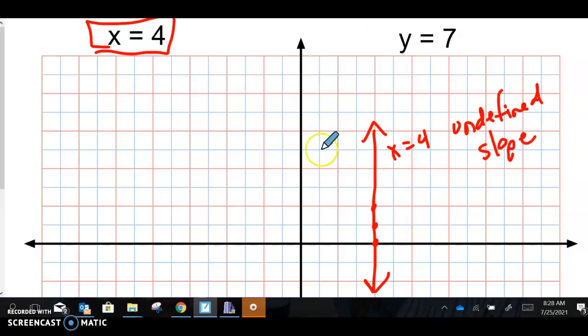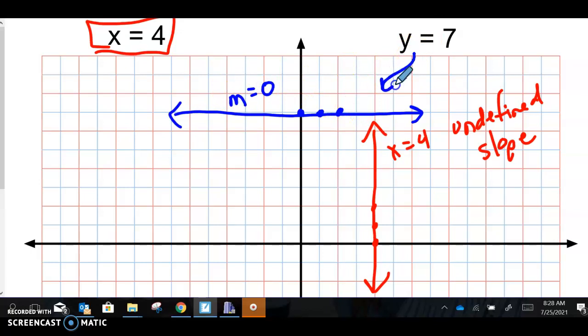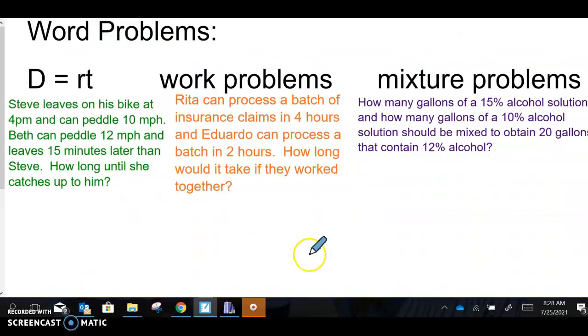Y equals 7 is where y is always 7. So 0, 7, 1, 7, 2, 7. If the y coordinate is always 7, then we're up here and we have a horizontal line. And for a horizontal line, the slope is 0. Y equals 7 is this horizontal line. Slope is 0. X equals 4 is a vertical line where the x coordinate is 4, and it has an undefined slope.